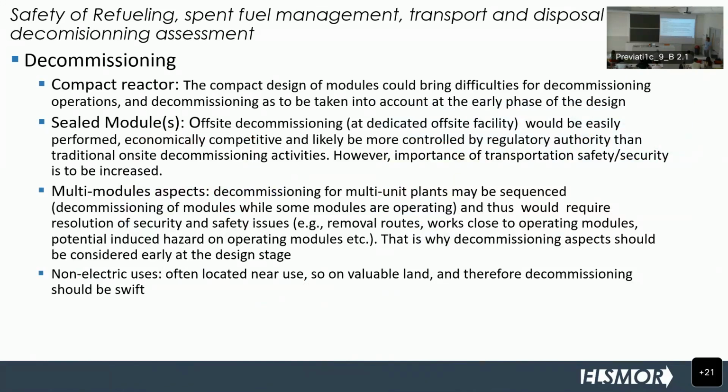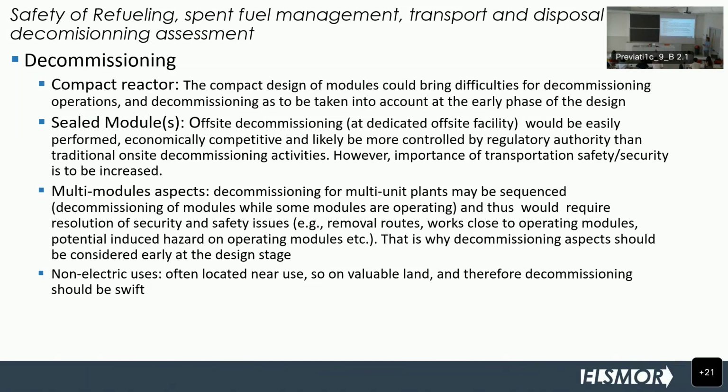For decommissioning, we have compact reactors, which might be a bit difficult to start cutting up or dismantling, but you can also try to create a situation where you take all the irradiated parts, remove that part and decommission it. There are potentially sealed modules, like NuScale or the microreactors, that plan to have the whole module removed and taken to decommissioning. But this needs to be thought through from the get-go.